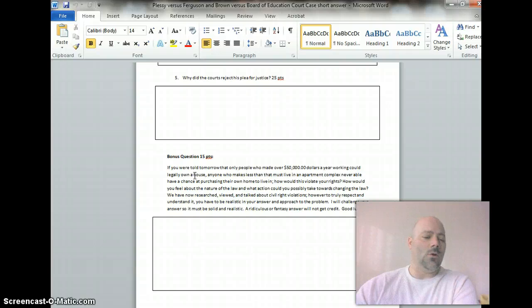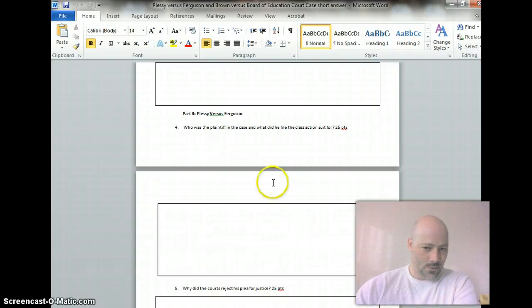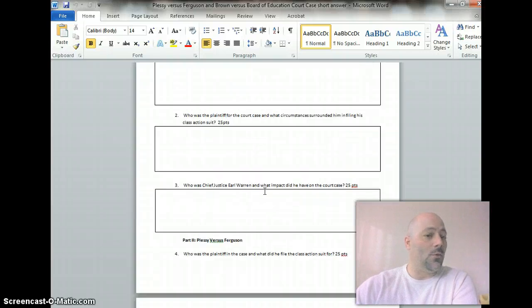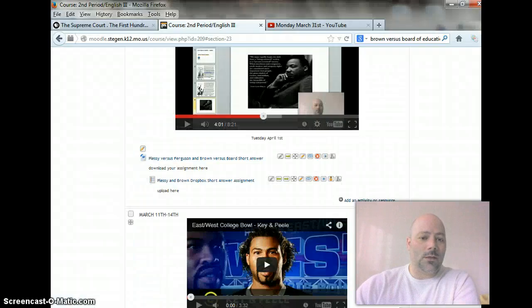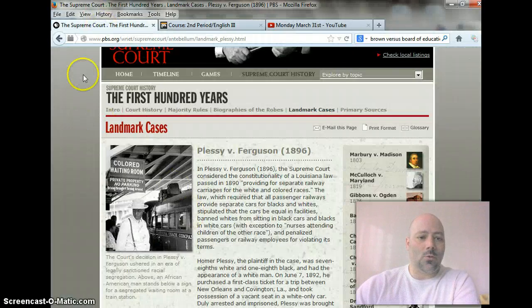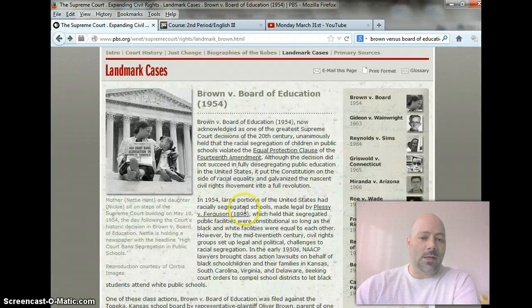Now, if you look at this, the 15 points will be added on. If you get a 100 on this, then I'll add it on to your next lowest grade. The location right here is pbs.org for civil rights court cases, and we will click on that to bring us into the Supreme Court. The page it's going to bring up is this one here, Brown versus Board of Education.